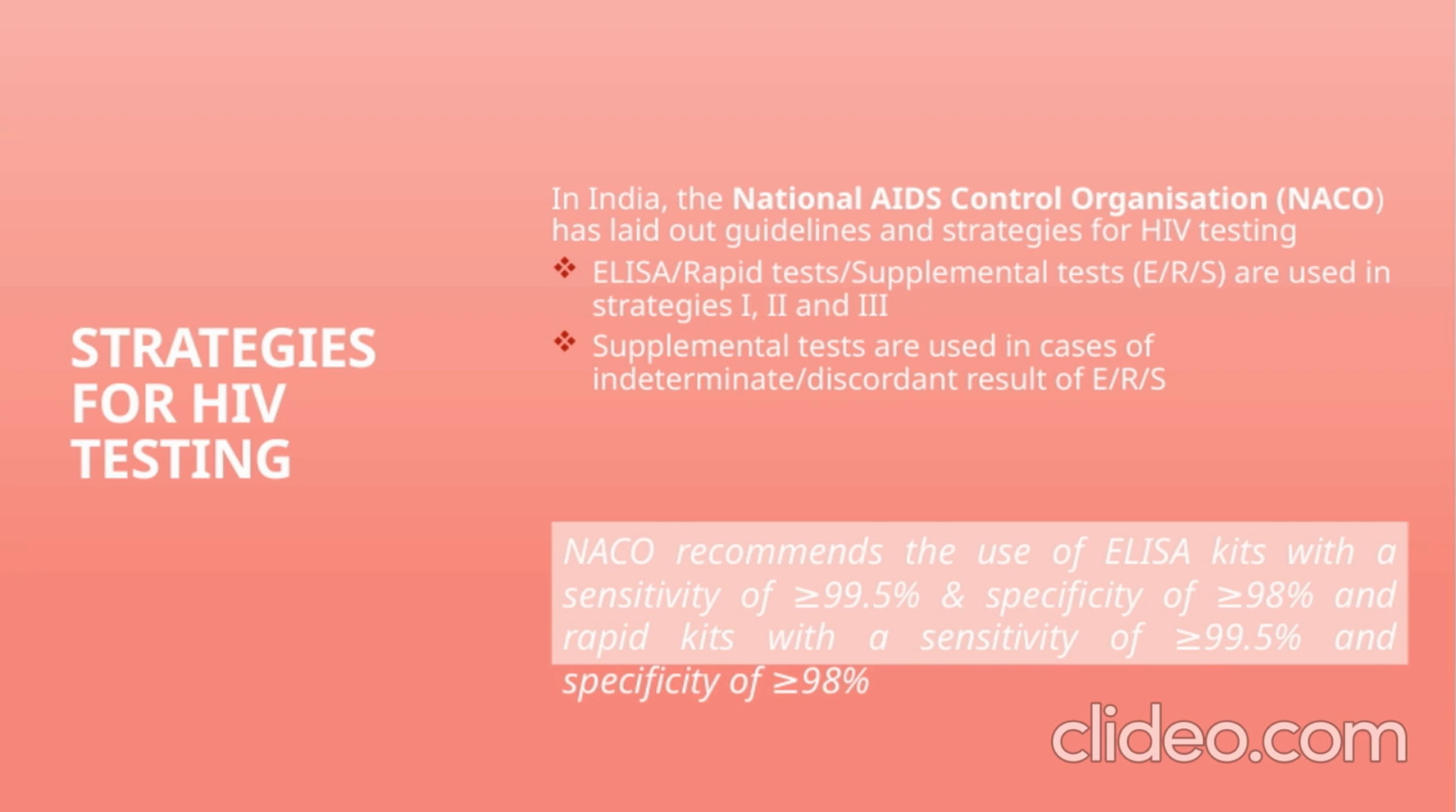Supplemental tests come into play mainly when we encounter indeterminate or discordant results from the initial ELISA or rapid tests. These supplemental tests help confirm the diagnosis, especially in tricky cases where the primary tests don't provide a clear answer. Overall, these strategies and guidelines aim to ensure reliable, accurate testing, which is fundamental for controlling and preventing HIV transmission. They emphasize the importance of using tests with proven high sensitivity and specificity, and the strategic use of supplemental tests helps maintain diagnostic accuracy even in complex situations.